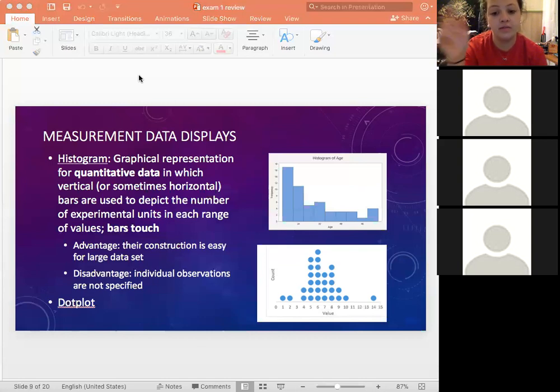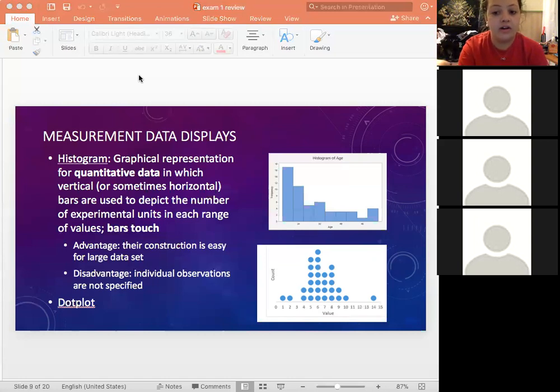So when we have quantitative variables, we can display them. Here's two different ways we can: either a histogram or a dot plot. It's really just showing whatever value you're looking for on the x-axis, and the frequency of that value is represented either in the dots or in the histogram.